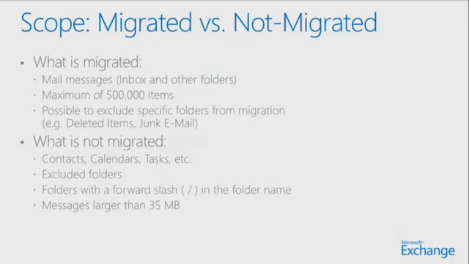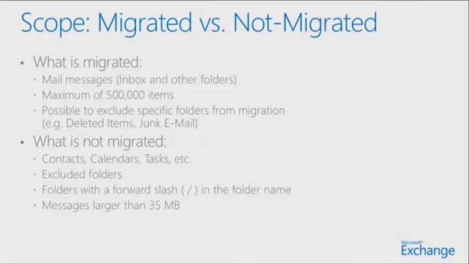What is migrated? What's not migrated? Mail messages are migrated, inbox and other folders. Maximum of 50,000 items. So if you have a user with 50,001 items, that one item's not going to migrate. It's possible to exclude specific folders from migration. You can exclude deleted items and junk email.